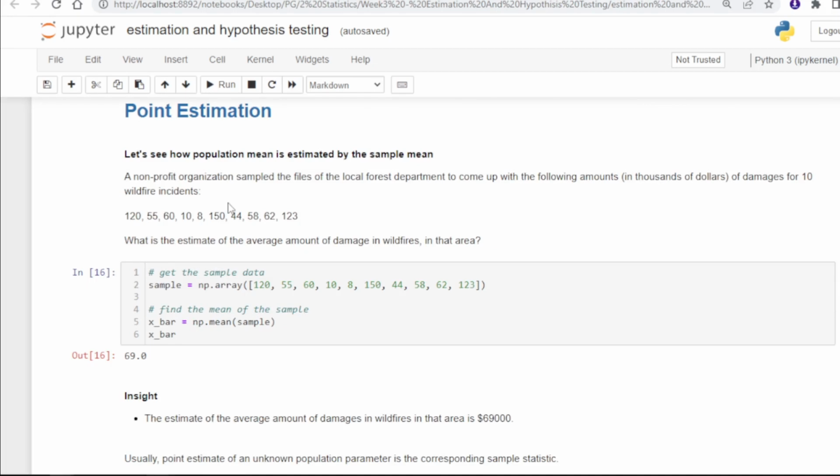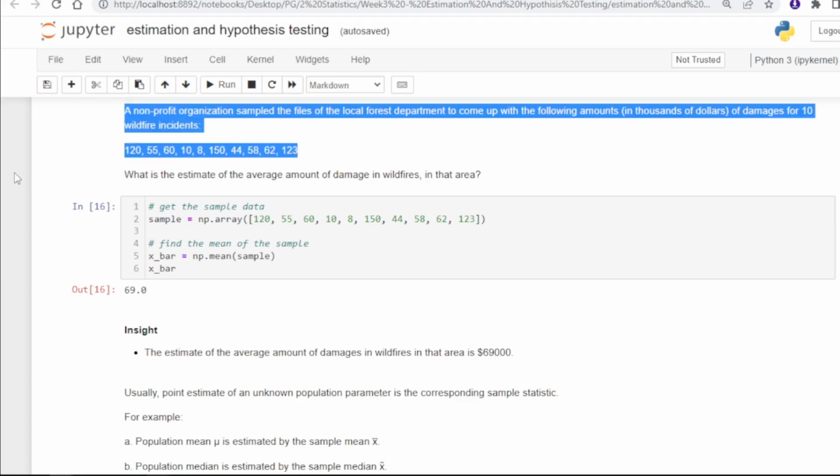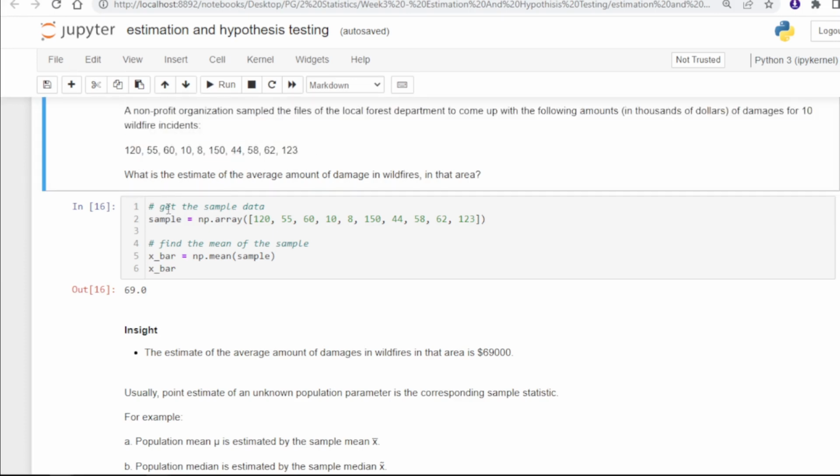Let's see how the population mean is estimated by the sample mean. Let's say a non-profit organization sampled the files of the local forest department to come up with the following amounts, in thousands of dollars of damages, for 10 wildfire incidents. These are those 10 wildfire incidents. What is the estimate of the average amount of damage in wildfires in that area?